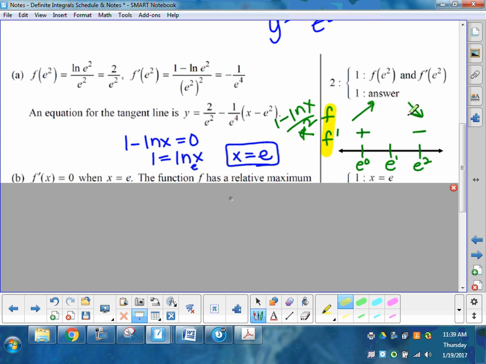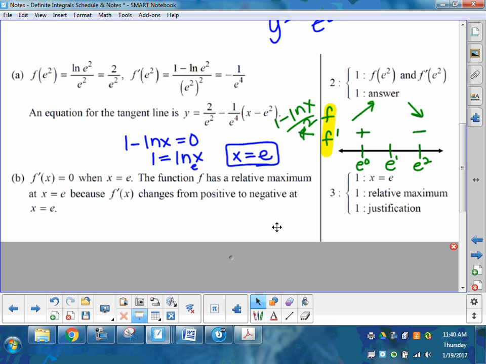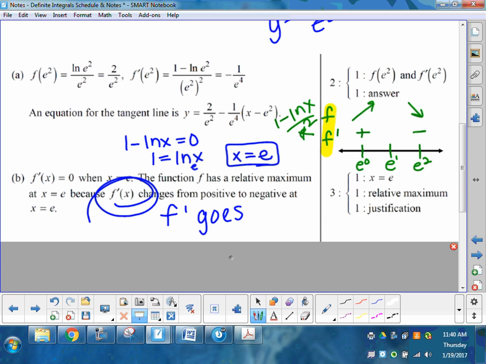Happy birthday, Molly. Now, here's what gets credit. Watch all of this. 3 points. Why? And here's the other part: you can't just give the sign chart. That helps. What's the problem? Some of us are not even doing this. Say it, it's less writing. And you can even say this: F prime goes from plus to minus. That's it.